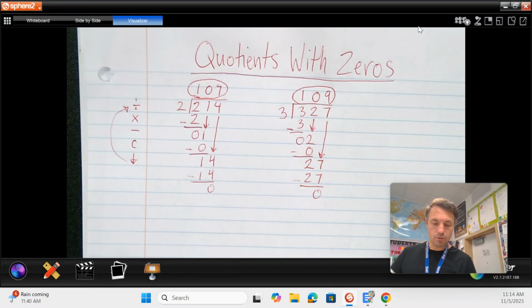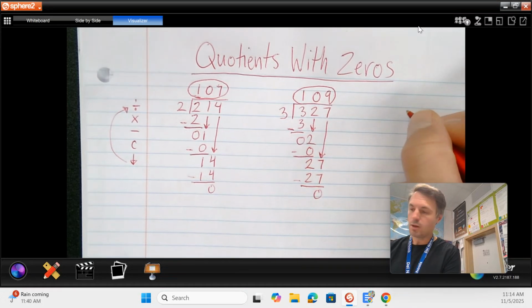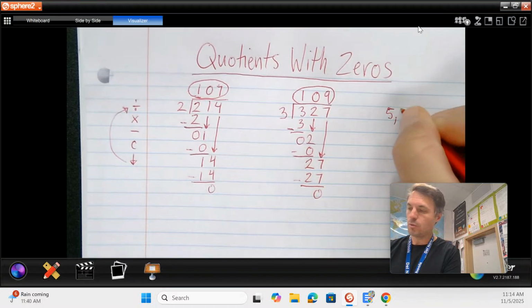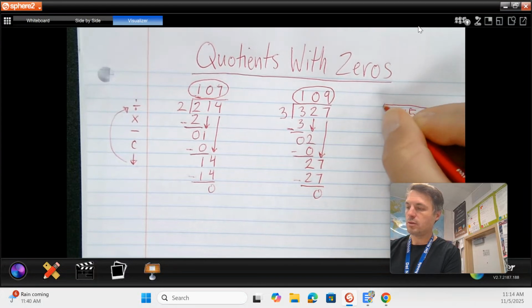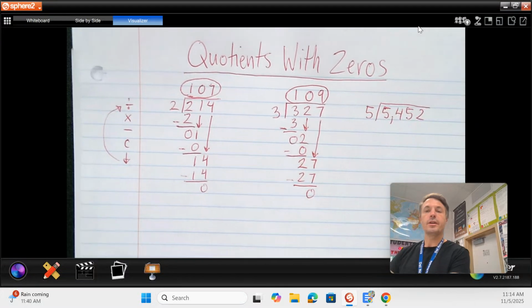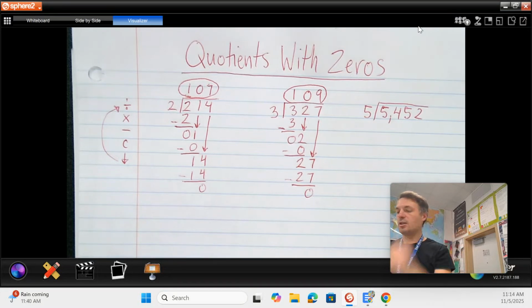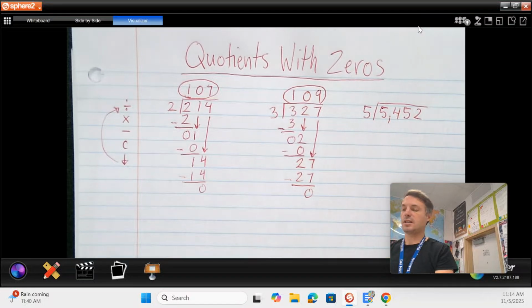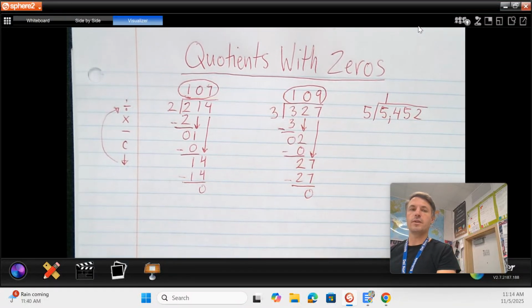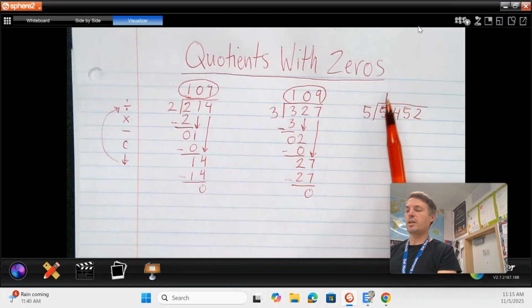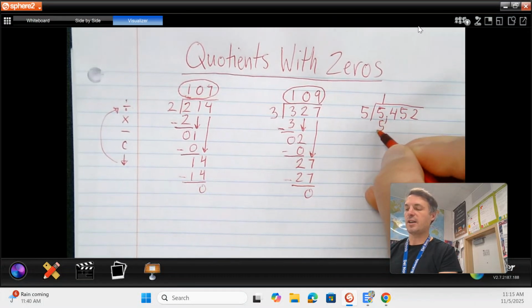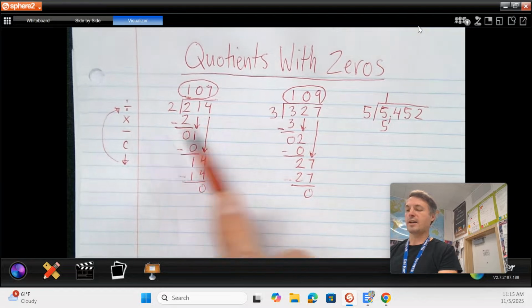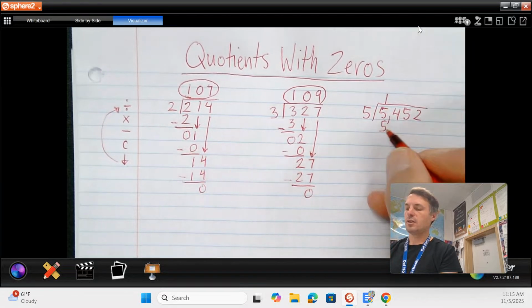Okay, let's do another example. Let's say we have 5,452 divided by 5. Let's do a bigger one this time. Okay, we start with divide. Can 5 fit into 5? Yes, 1 time. So you put a 1 above the 5. Now we multiply. 1 times 5 is 5. Now we subtract. 5 minus 5 is 0.